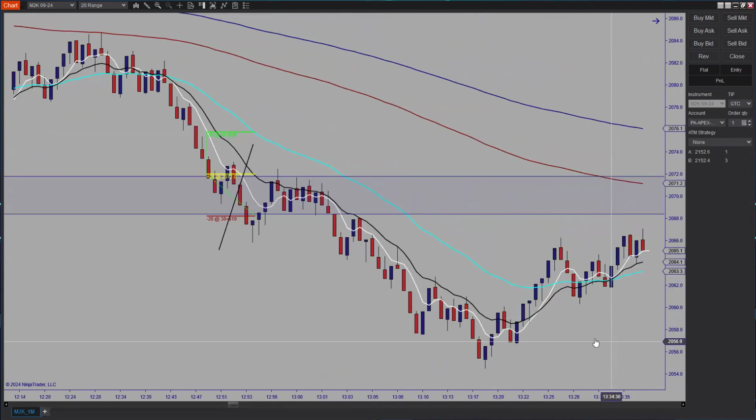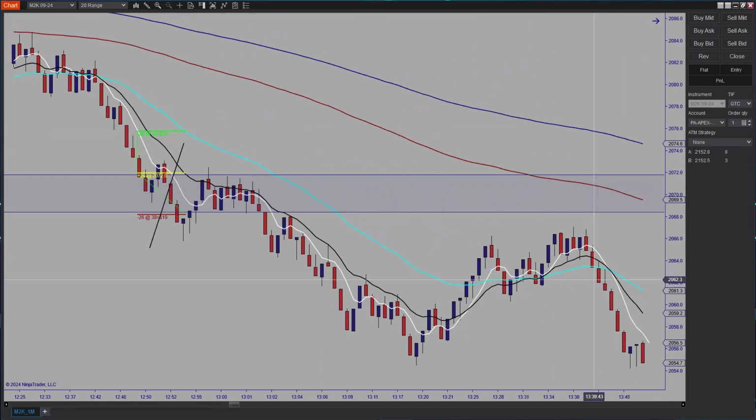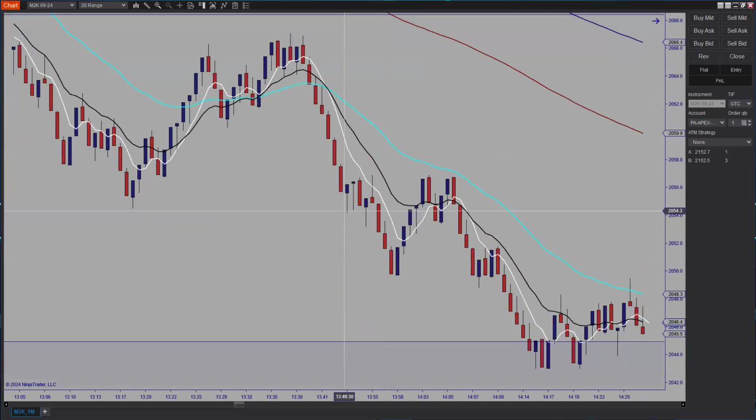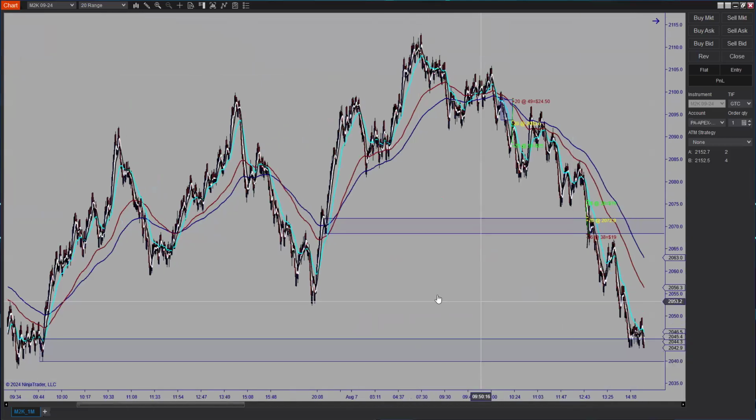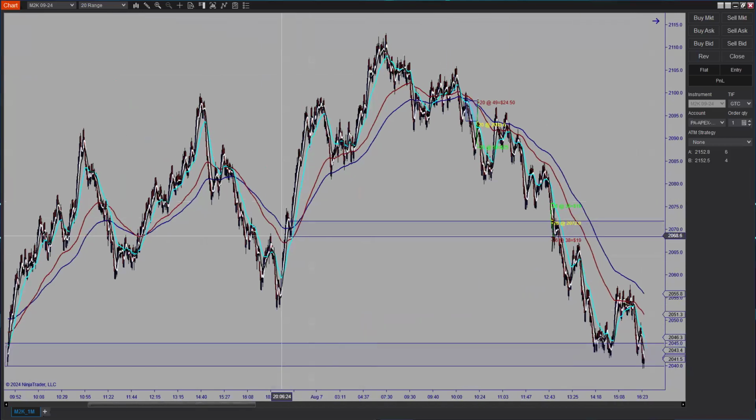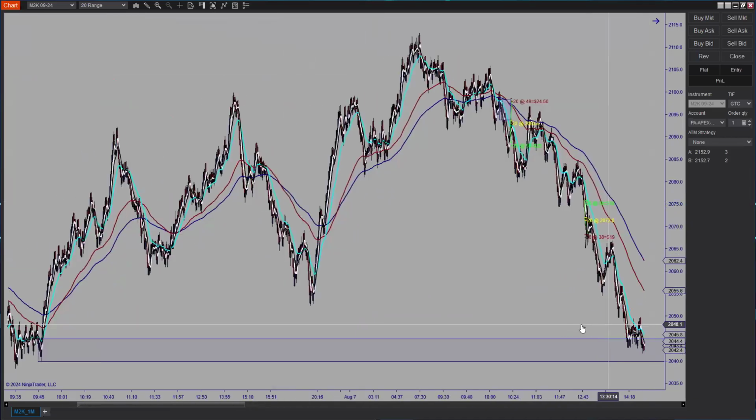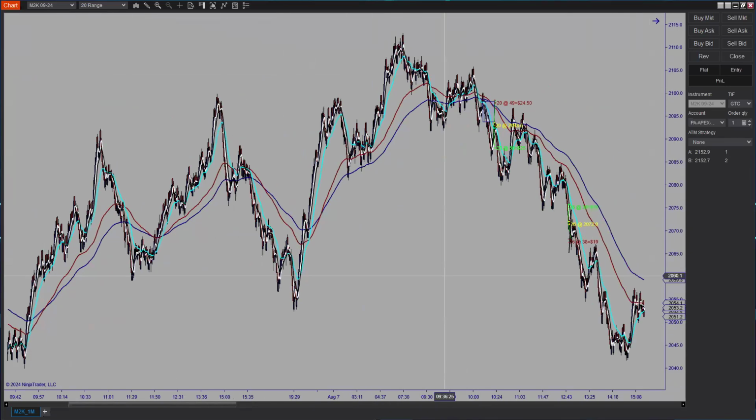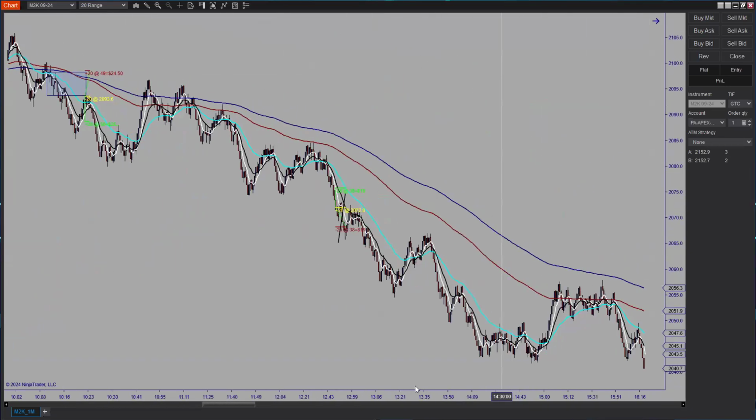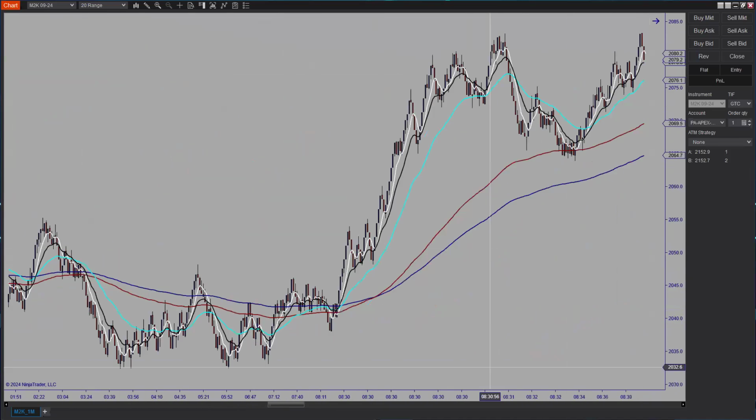Never got the cross back down. There it is. Did we tag the 144? Nope. So no trade on the trend. There's another zone from the other day. Of course, that one works. What time was this zone? 9:42. Yeah, that's over 24 hours. So no trade for me. Let's go to the next day.